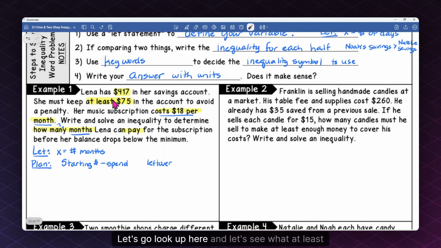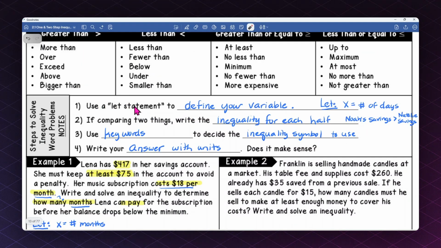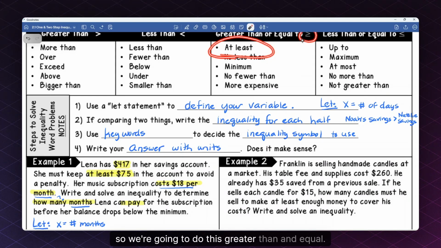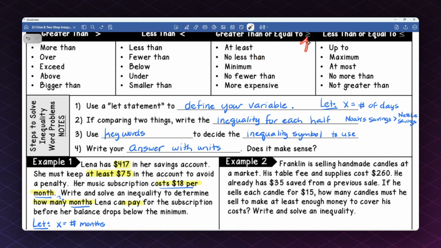Let's go look up here and let's see what at least is. So I'm scrolling through this. I don't see at least. I don't see at least in this one. Oh, look, at least. Okay, so we're going to do this greater than and equal.